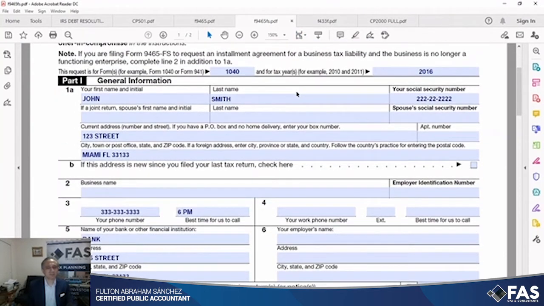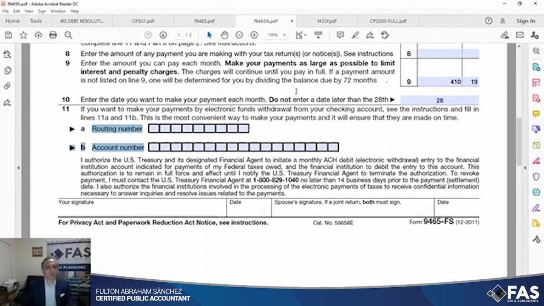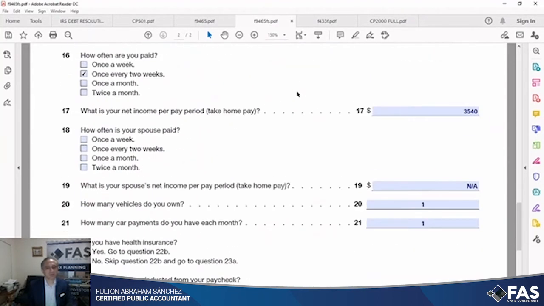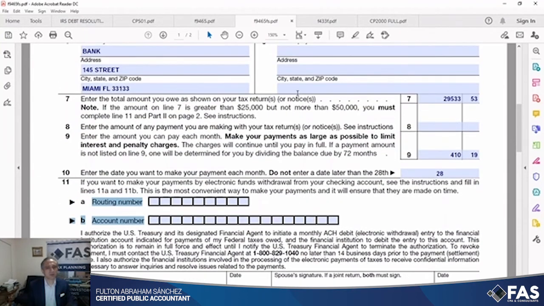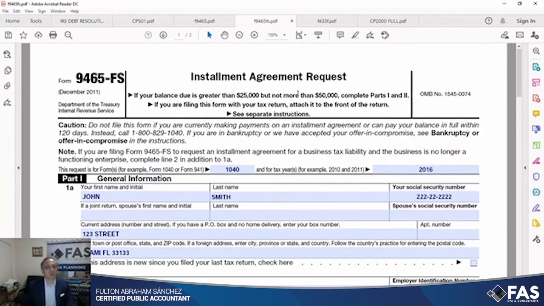Now, what happens when you owe more than $50,000? When you owe more than $50,000, it is advisable that you bring the balance of your debt down to $50,000 and then use the installment agreement. Or if you cannot pay your debt, you apply for an offer in compromise, remember.